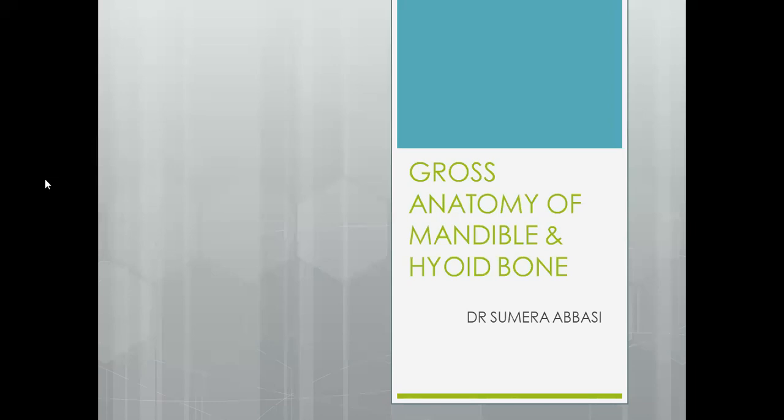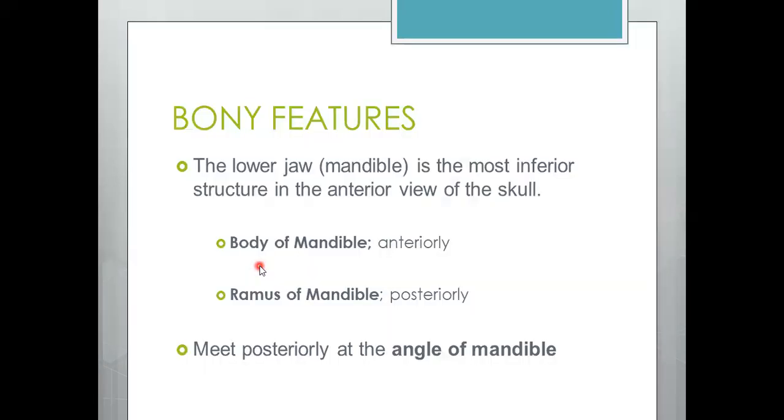Today we will be discussing the gross anatomy of the mandible and hyoid bone. So first of all, we will discuss the bony features.